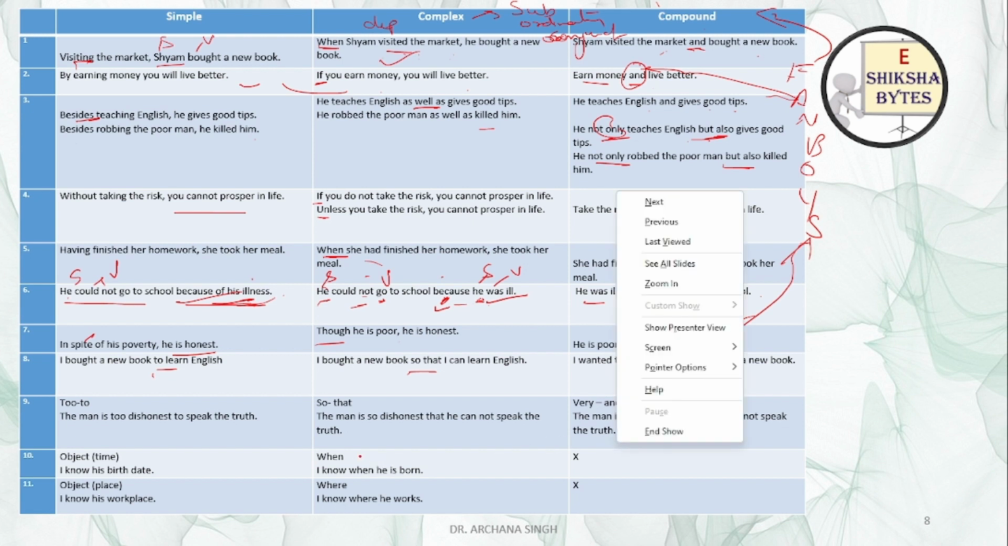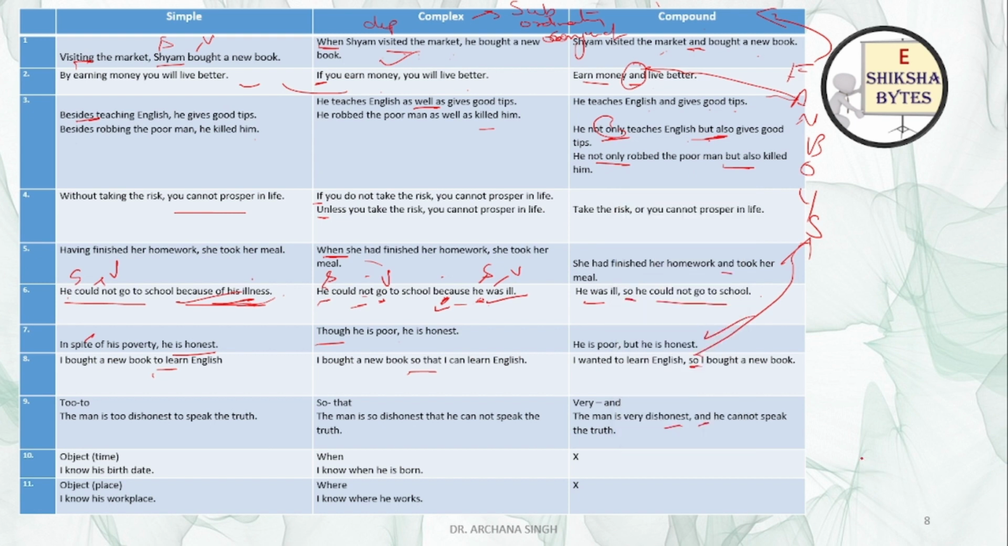And when you have to convert a simple sentence to complex, when you talk about time and place, for example, I know his birthplace. Okay, this is a simple sentence. So to make it complex, you can have any subordinating conjunction. You can say I know. This is one subject-verb combination.